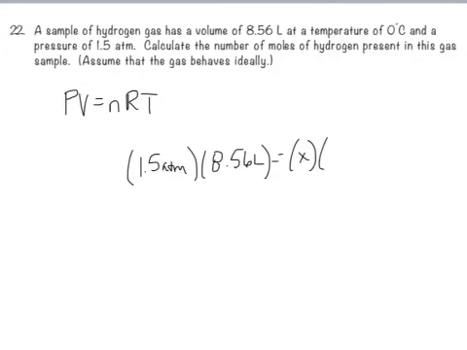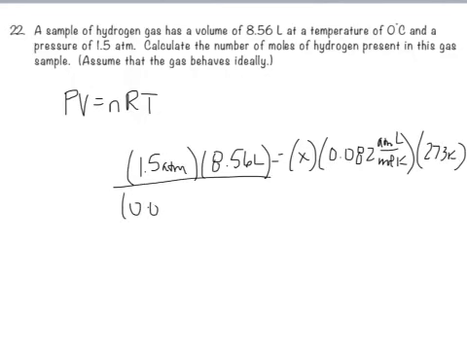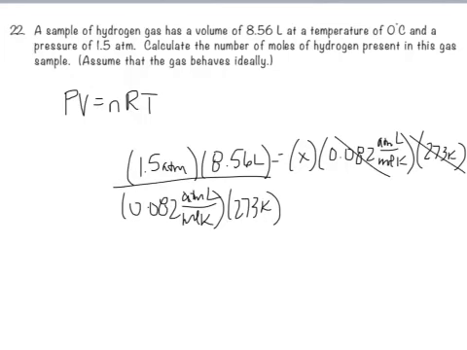Because my pressure is in atmospheres, I'm going to use 0.082 atmosphere liter per mole Kelvin. And then the temp is 273 Kelvin. How do I solve for x? You've got to divide both sides by 0.082 atmosphere liter per mole Kelvin and then 273 Kelvin. These cancel. Atmospheres cancel. Liters cancel. Kelvin cancels. The only unit you're left with is moles. And so I multiply and divide. You get 0.57 moles.